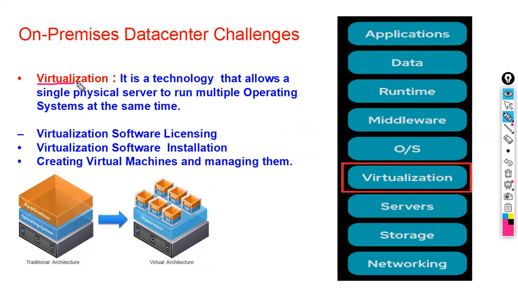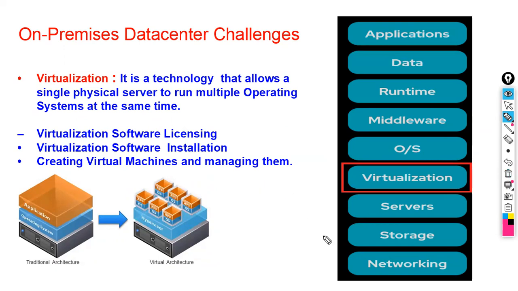So what is this virtualization? Let us try to understand. Virtualization is a technology that allows a physical server to run multiple operating systems at the same time. So guys, let us say you have an environment where you have not done the virtualization. Virtualization is not there. And let us say you are having 10 applications. So for 10 applications, you need to purchase 10 physical servers if the virtualization is not there.